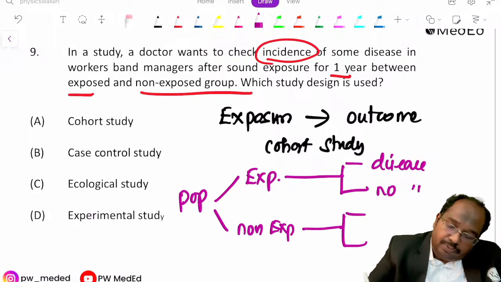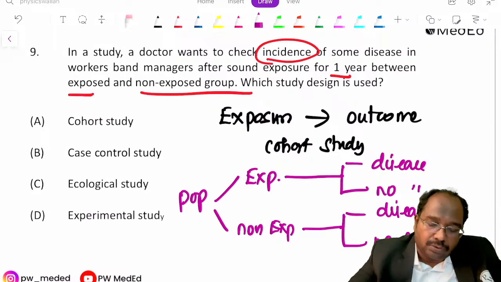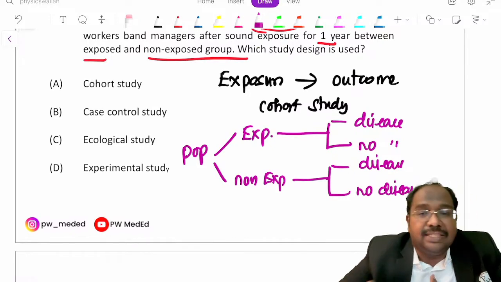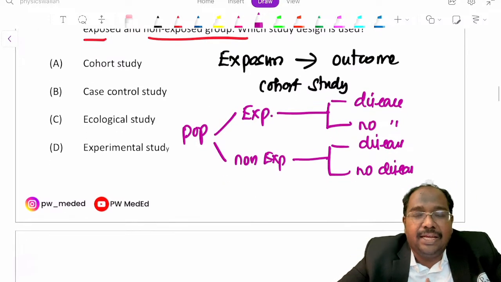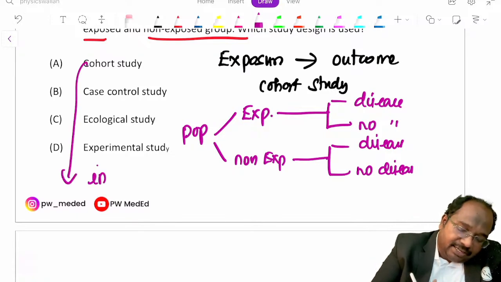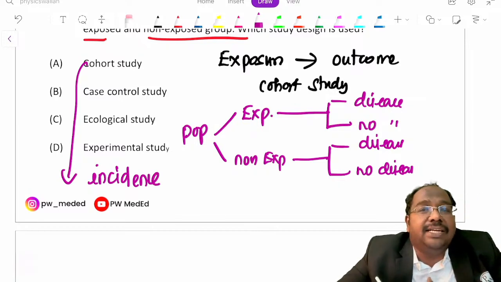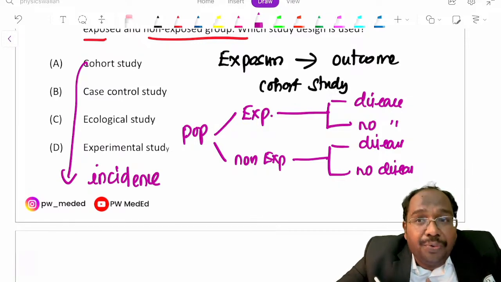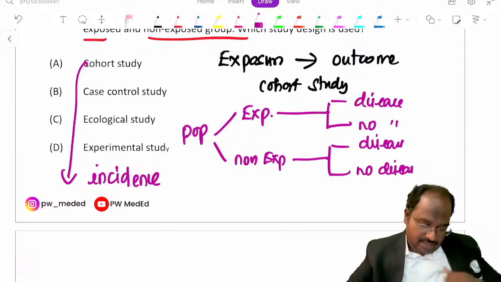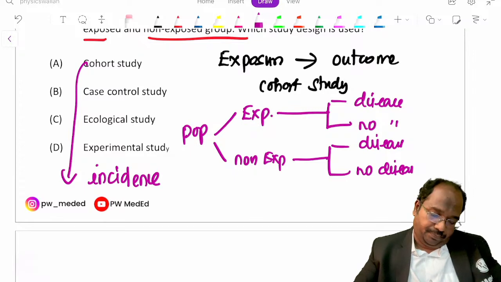Here this group, disease, no disease. What study is this? Excellent. Okay, this is a cohort study. So in a cohort study, what you can find is incidence. What does incidence mean? Incidence means number of new cases, guys. New cases. Okay, fine. Next.